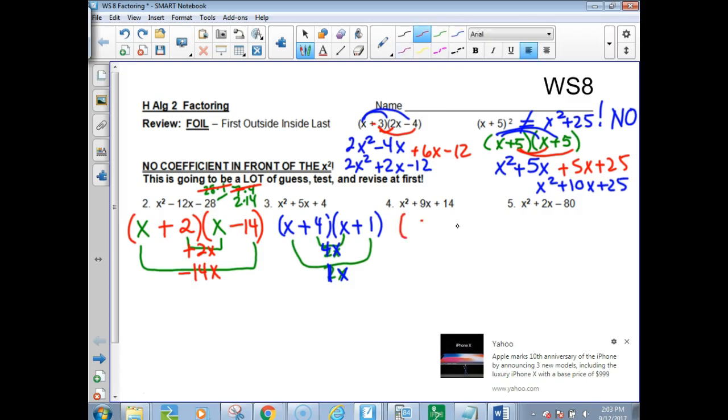All right, this one, I'm going to need an x in the beginning of the first parentheses and the second. Numbers that multiply to give me 14 and add to 9 would be 2 and 7. 1 and 14 won't work. So 2 and 7, both of those are addition, so both of these need to be addition. Double check. In the middle terms, I'd get 2x. At the end terms, I would get 7x, and 2x plus 7x is 9x.